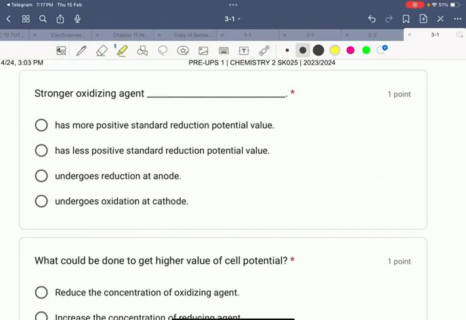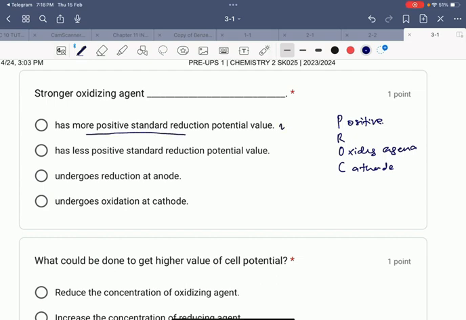Stronger oxidizing agent. For stronger oxidizing agent, we refer to the SRP. So a stronger oxidizing agent must have the value more positive, and it occurs at the cathode. Okay, look at the answer. Has more positive standard reduction potential. This is the correct answer.